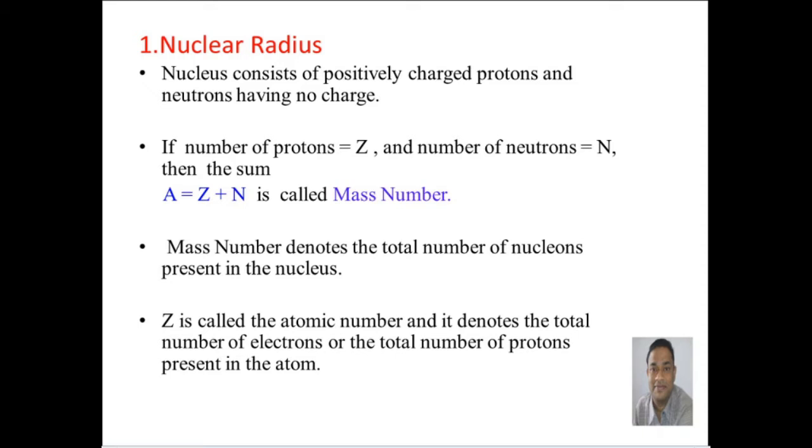We all have seen that an atom is electrically neutral. It means the number of positive charges should be equal to number of negative charges. Here the number Z, which represents the number of positive charges, that is protons, is called atomic number. It also denotes the number of electrons which are present in the atom.